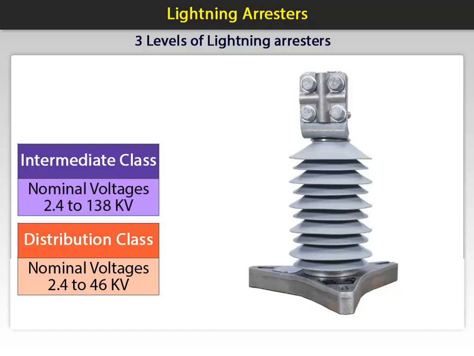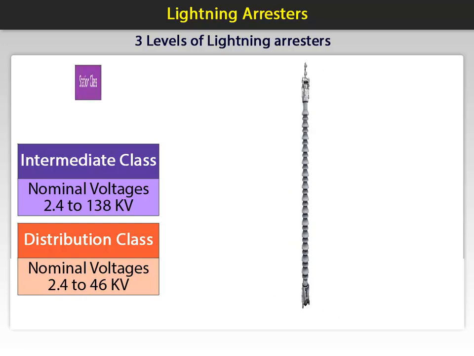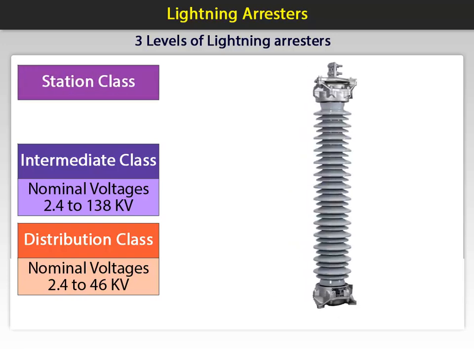The highest rated lightning arrester is the station class. These are designed to be used at the generating station but can also be used in distribution substations. These are available from 2.4 kV to 230 kV. As you increase in the class selected, the better lightning protection is achieved.